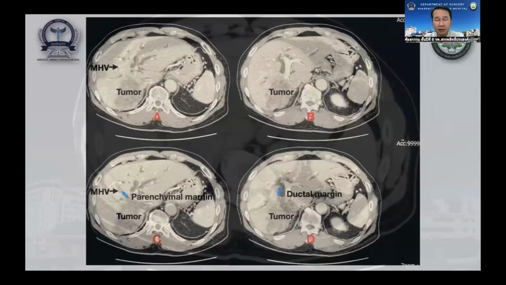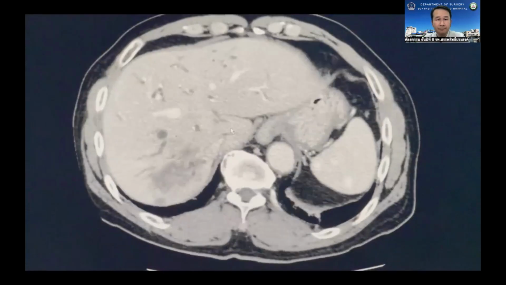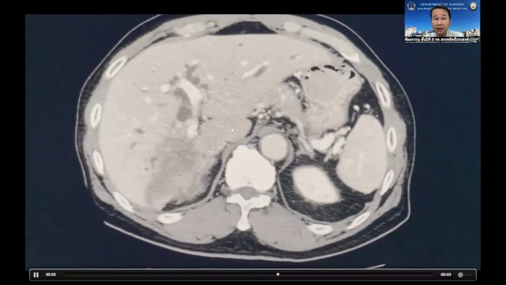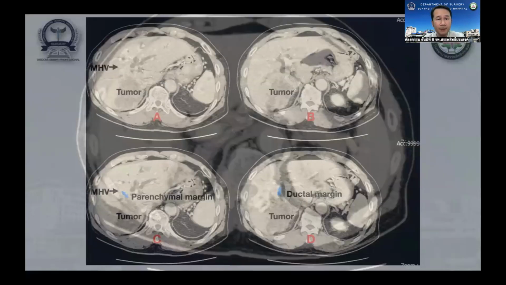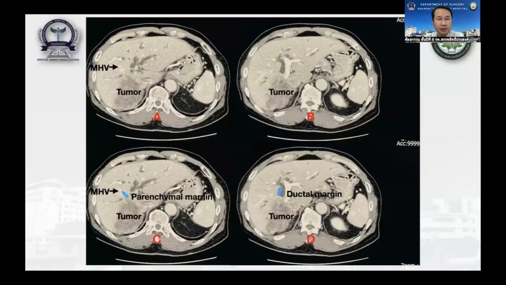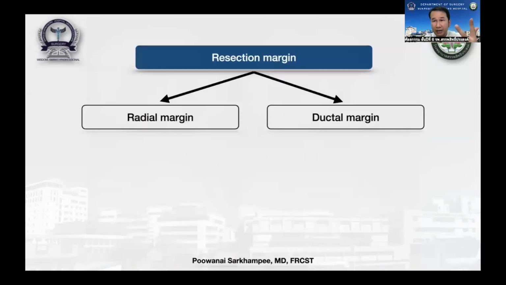For example, in this case, the tumor is here. This is an intrahepatic cholangiocarcinoma case, but it's an easy case to show you how to assess the resectability. The tumor is here. This is the middle hepatic vein. If you want to perform liver resection plus bile duct resection, we are concerned about the ductal margin here. This is the ductal margin, and this is the parenchymal margin or radial margin. You must be concerned about two types of margin.